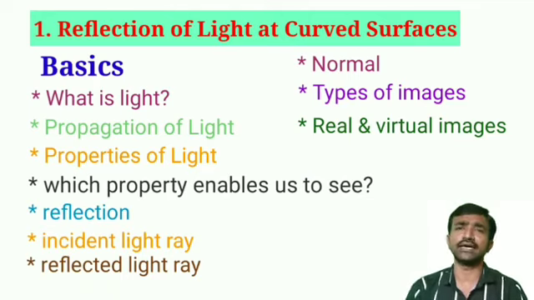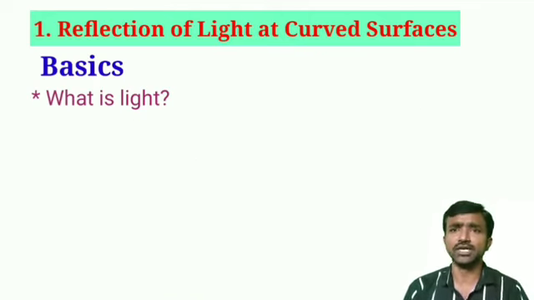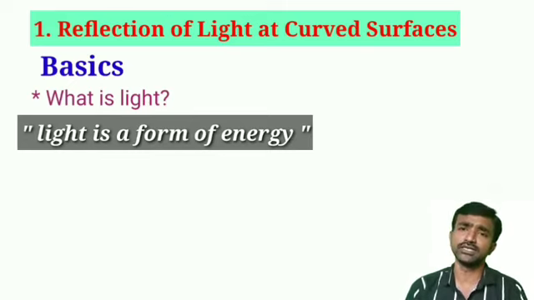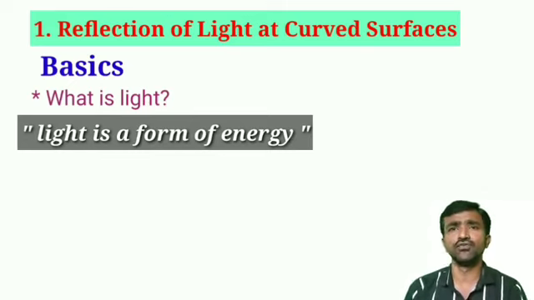So the first thing is, what is light? In your 6th class you learned a simple definition: light is a form of energy. This light is also called visible light. Light commonly refers to electromagnetic radiation that can be detected by our eyes.